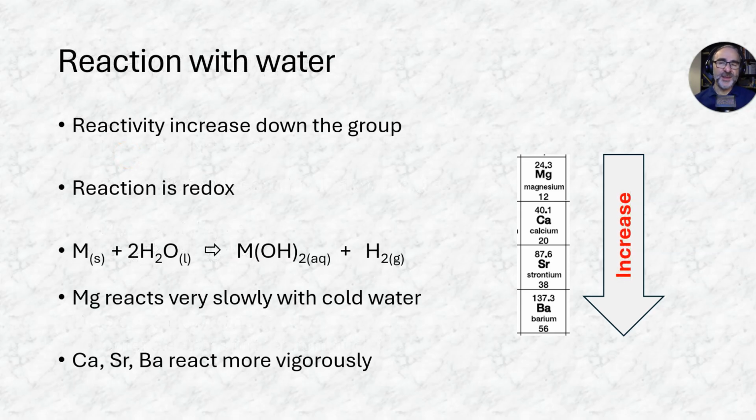Okay, time to start thinking about the chemical reactions of Group 2. So we're going to start with the reaction with water, and the reactivity with water increases down the group. The reaction is a redox reaction. The metal reacts with water to give a metal hydroxide and hydrogen gas. So the metal is being oxidized, it's losing electrons, and the hydrogen in the water is being reduced to elemental hydrogen. Magnesium does do this reaction, but it's very, very slow in cold water.